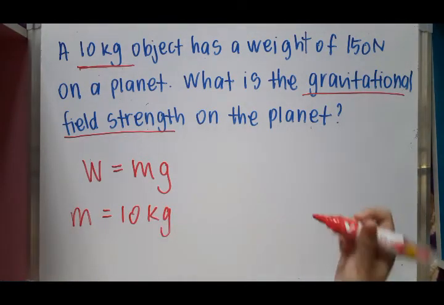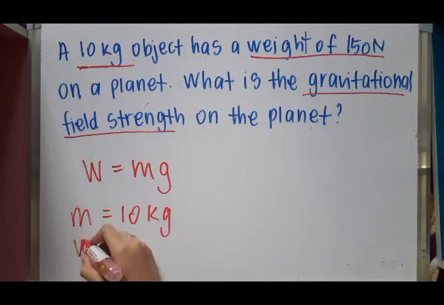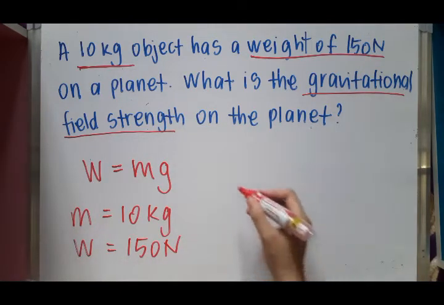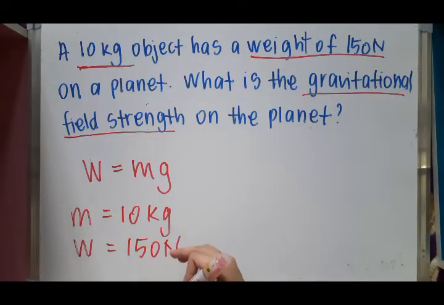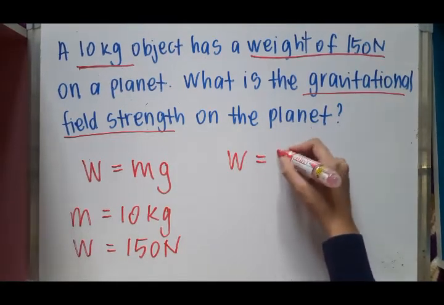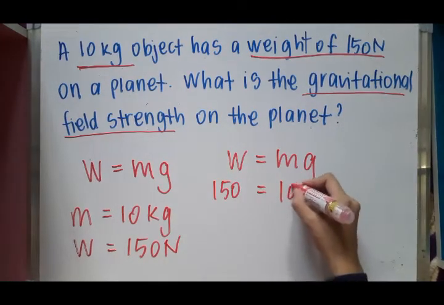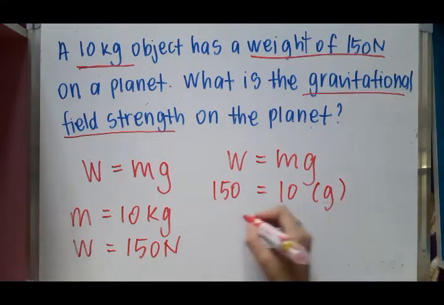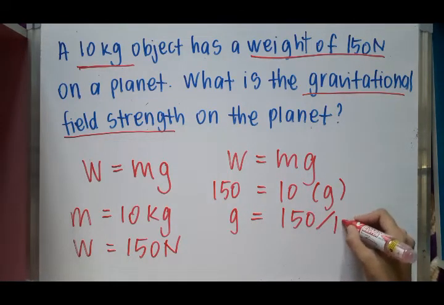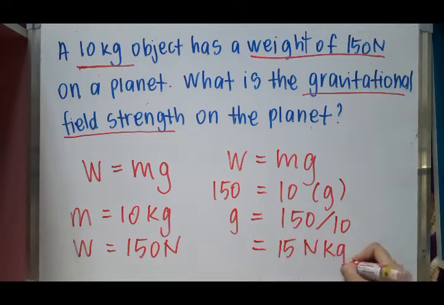Okay, the second information is the object has a weight of 150 Newton. So it means that W is 150 Newton. By transferring the information into the formula, we have W is equal to mg. W is 150, equal to 10 kg times G. So from that we have G is equal to 150 divided by 10, and we have 15 Newton per kg.